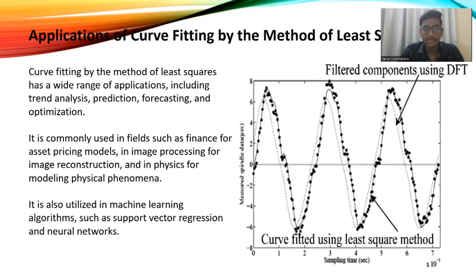Applications of curve fitting by the method of least squares. Curve fitting by the method of least squares has a wide range of applications, including trend analysis, prediction, forecasting, and optimization. It is commonly used in fields such as finance for asset pricing models, in image processing for image reconstruction, and in physics for modeling physical phenomena. It is also utilized in machine learning algorithms such as support vector regression and neural networks.